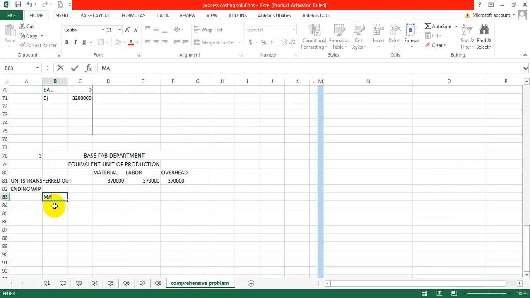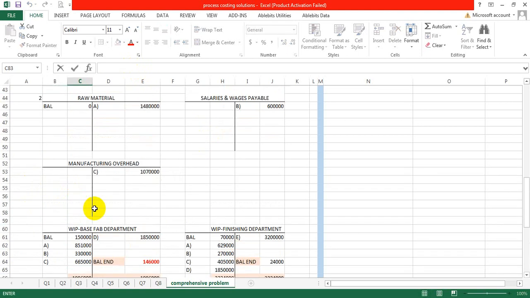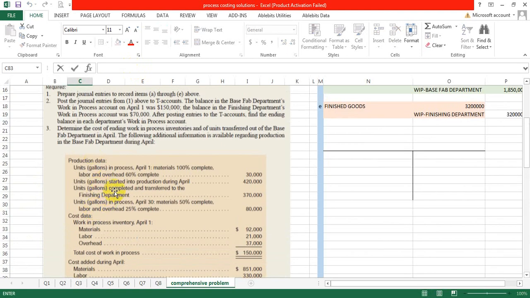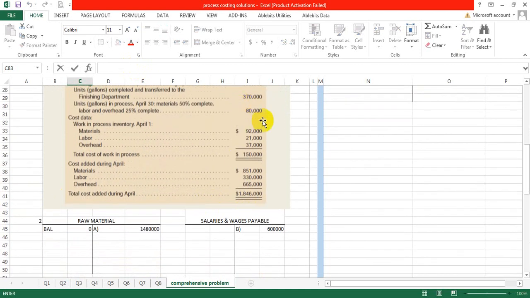Material, labor and overhead, right? Factory overhead, I'm talking about factory overhead. Okay, material, labor and overhead. What's the value? We can write here above. See here, ending work in process 50% complete with respect to material, labor and overhead 25%, and total value is 80,000.